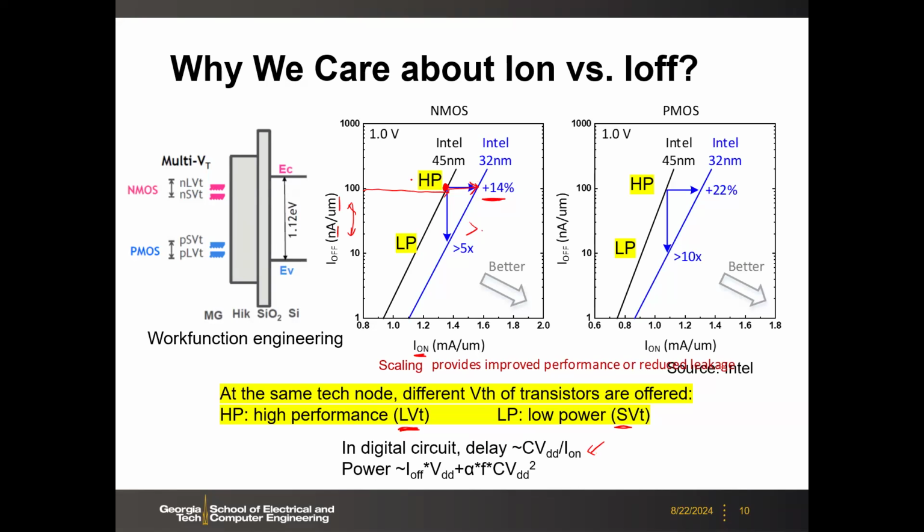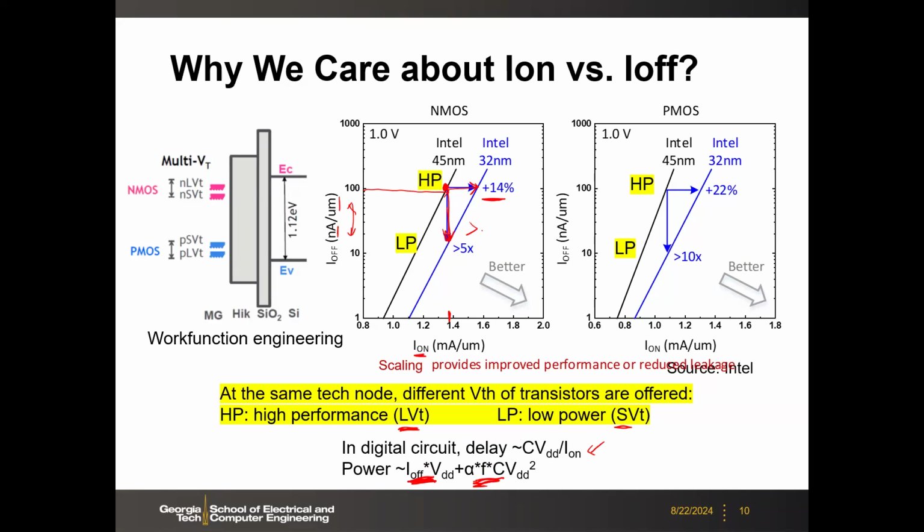Or if you fix the on current, then by scaling, you lower the off current. This is important to reduce the leakage power, because power has two components. The first one is standby leakage, which is I off times VDD. The second one is the dynamic power, depending on the clock frequency and the activity alpha. So the scaling always helps, okay?